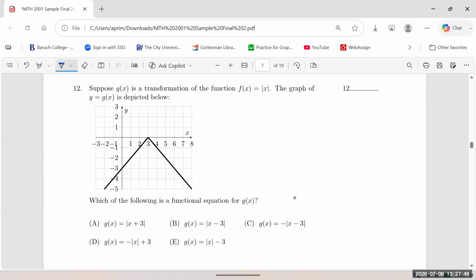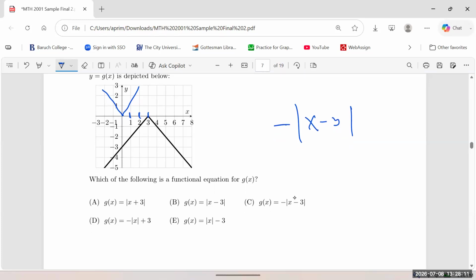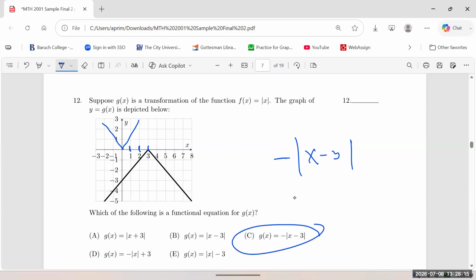Okay, transformation. The normal absolute value is this one. How are you transforming this from here to here? 3 units to the right. So inside, what? Plus 3 or minus 3, which one? Minus 3. And then you reflected about the x-axis? Outside. Which one? See? Did I do any math? No, I just compared and then showed the work.